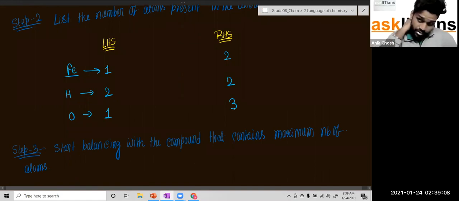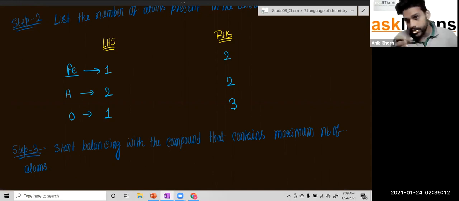Now I think it's very much clear where you have to work. You can see that hydrogen is already balanced. The number of hydrogen atoms in the reactant side and the product side is already the same, so you don't have to work on that part. What you have to do is balance the iron and balance the oxygen. If you can do that, then the overall reaction is balanced, isn't it?